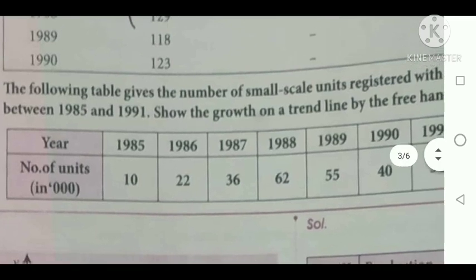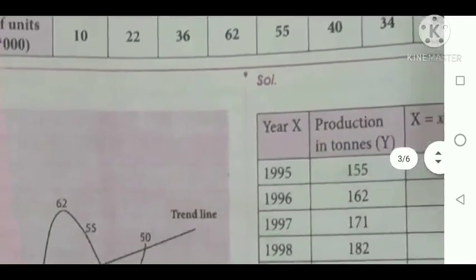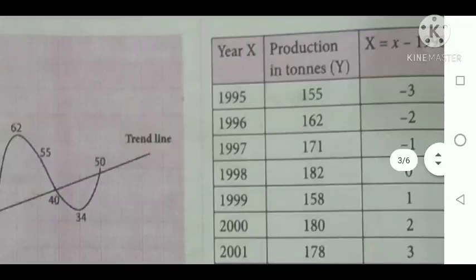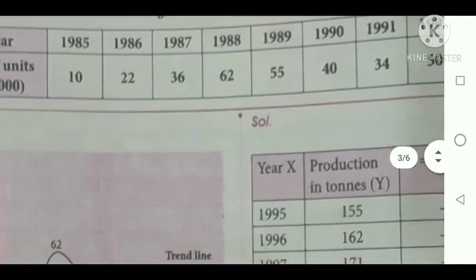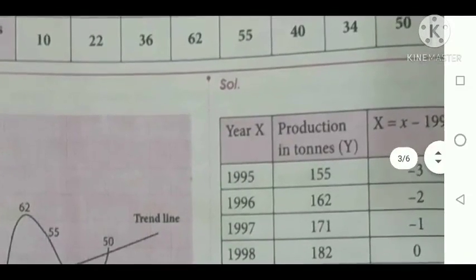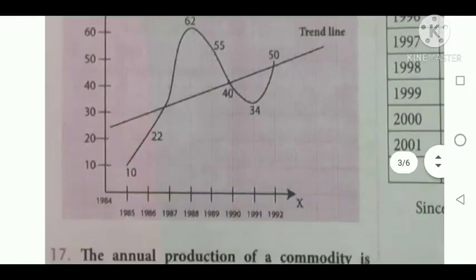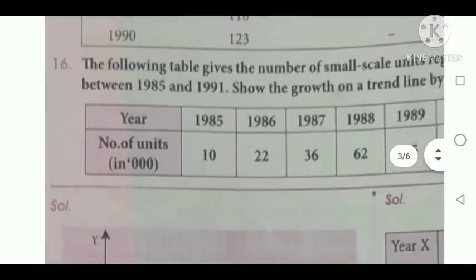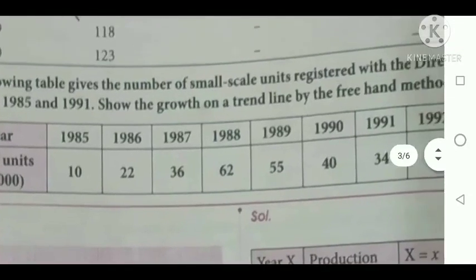Okay, so here the years are 1985 and 1986, 1987, 88, 89, 90, 91 and 92. Write the years as well as the number of units like this. So here 1985, it is 155. So here they are asking to find the trend value by the method of freehand.